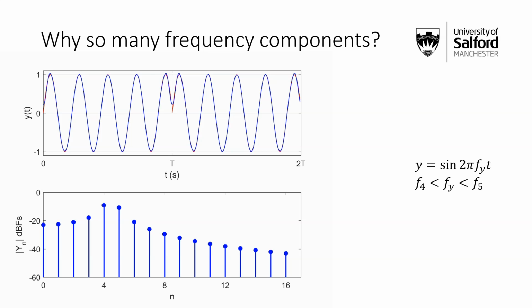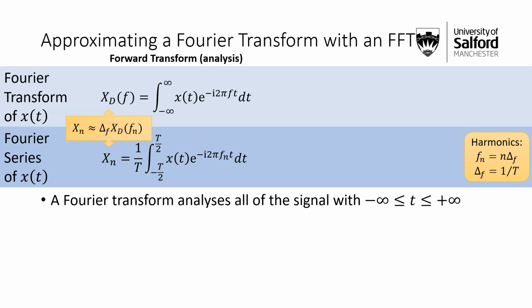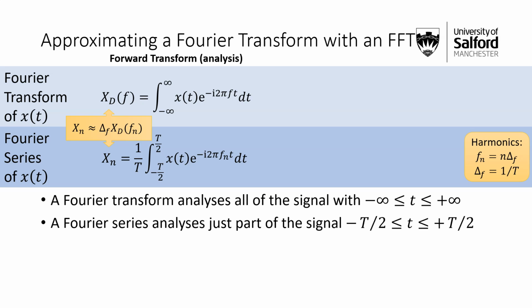So let's try and work out mathematically what we might do about that. And to understand this a bit better, let's just look at the two equations. I'm only looking at the forward transform because I'm only performing analysis here. I'm trying to get from a time domain signal to a spectra. And by comparing the two, we know that they're quite similar. The main difference is that a Fourier transform analyses all of the signal from the Big Bang all the way into the future, whereas the Fourier series only analyses part of the signal from minus T over 2 to plus T over 2. There's a scaling in there as well, but otherwise they're pretty similar.